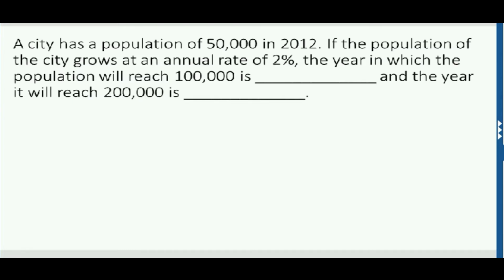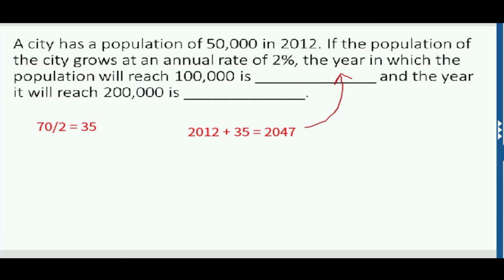Okay, so now we're going to use that equation. A city has a population of 50,000 in 2012. If the population of the city grows at an annual rate of 2%, in which year will the population reach 100,000? So this is our doubling time. In order to do this, we need to use 70 divided by 2, which is our growth rate. That's going to give us 35. Then 2012 plus 35 equals 2047. And that's going to be our answer for this one.